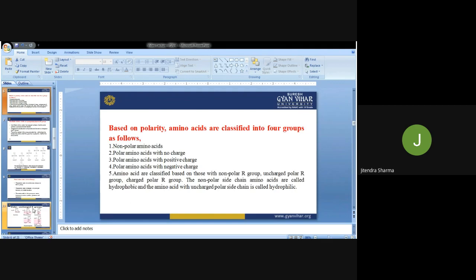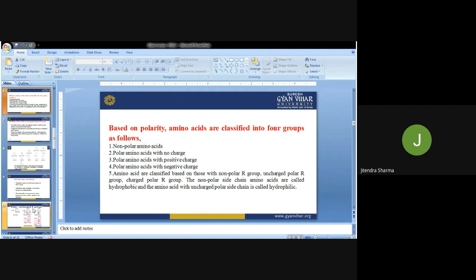Now, based on polarity, amino acids are classified into four groups: non-polar amino acids, polar amino acids with no charge, polar amino acids with positive charge, and polar amino acids with negative charge. So here there are four types of classification based on polarity. Non-polar means there is nothing polar. Then polar amino acids with no charge, then positive charge, then negative charge.